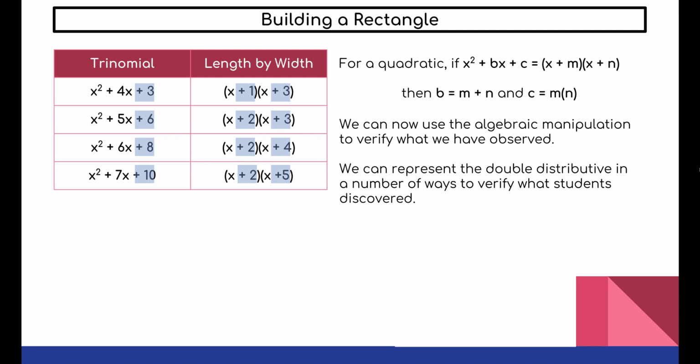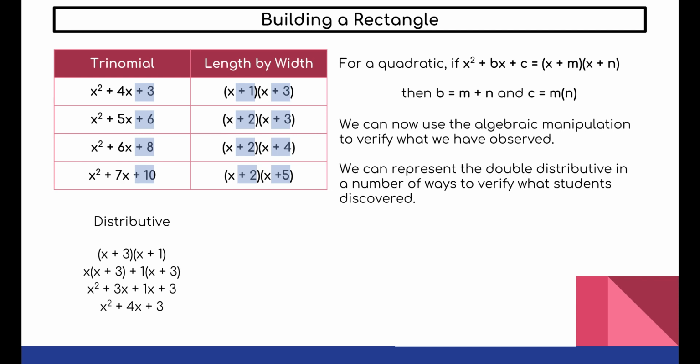We can represent the double distributive in a number of ways to verify what students have discovered. Students have now figured out a way to both factor and distribute without actually going through the algorithm. Now we want those observations to serve as an understanding of the algorithm. Typically, we do this by looking at the distributive property. We start with the product of x plus 3 and x plus 1.